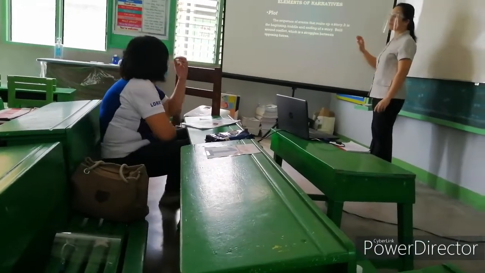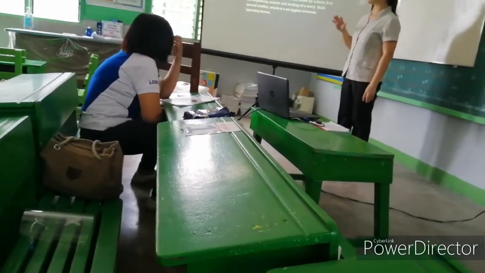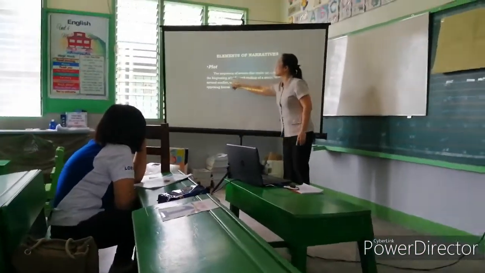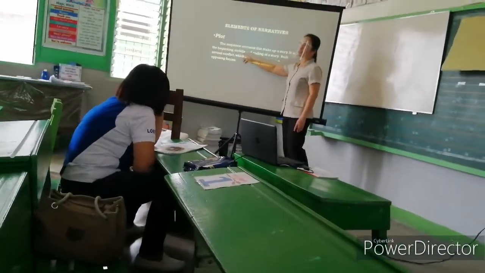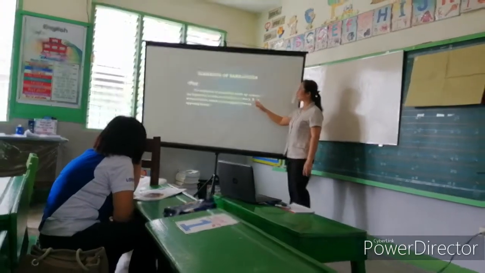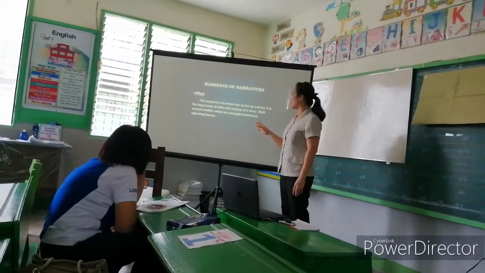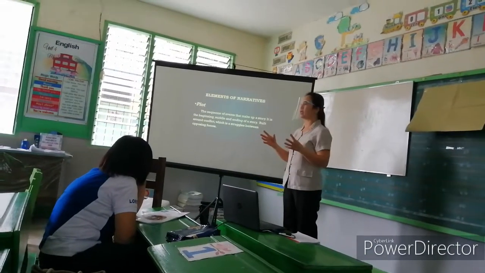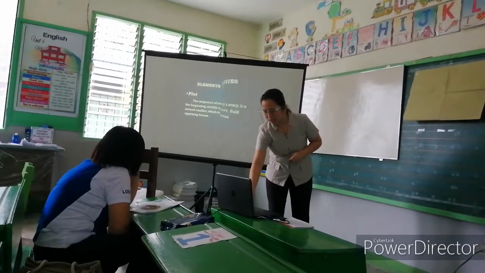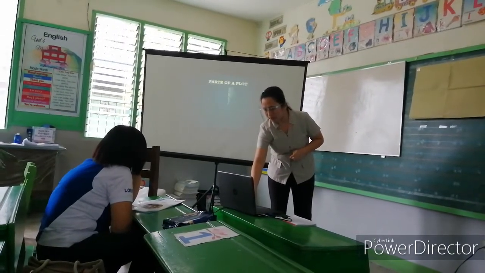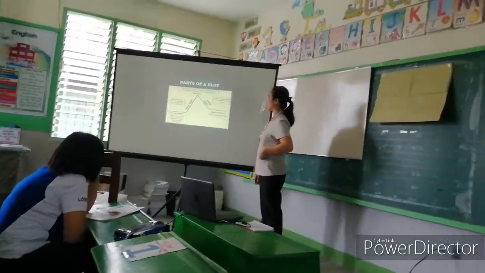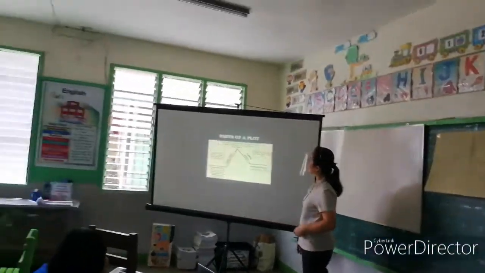So when you say the plot, it shows the sequence of the events of the story. There is the beginning, which is the exposition, the middle, which is the climax, and the ending, which is the resolution. In the plot, the conflict is being built, the struggles between opposing forces. So let me show you the parts of a plot, for us to discuss it further and know it. These are the parts of a plot.